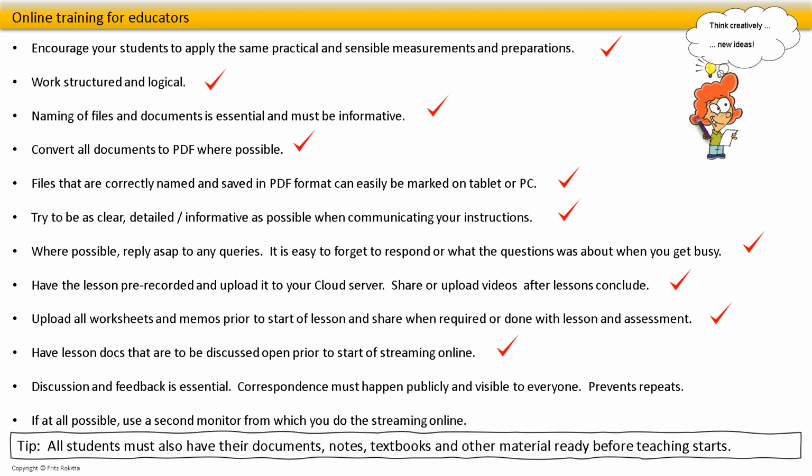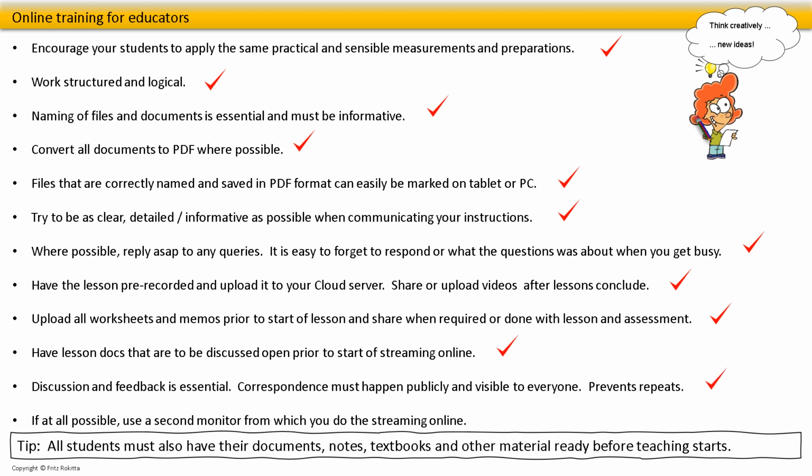Discussion and feedback is essential. Correspondence must happen publicly and visible to everyone. This will prevent repeats because the question that one student has is usually the same question that the next one might have.